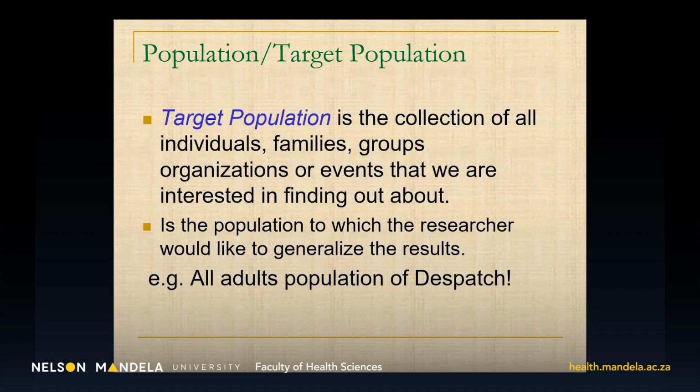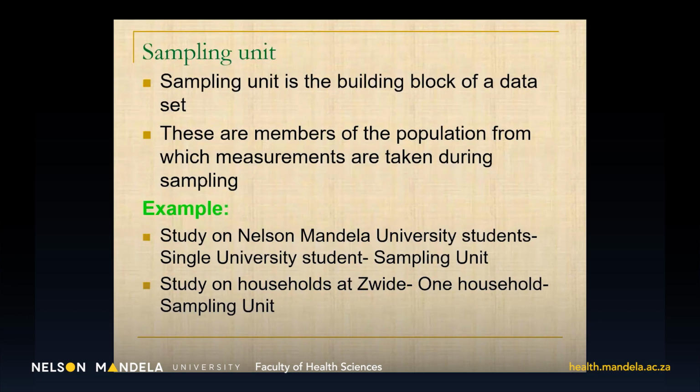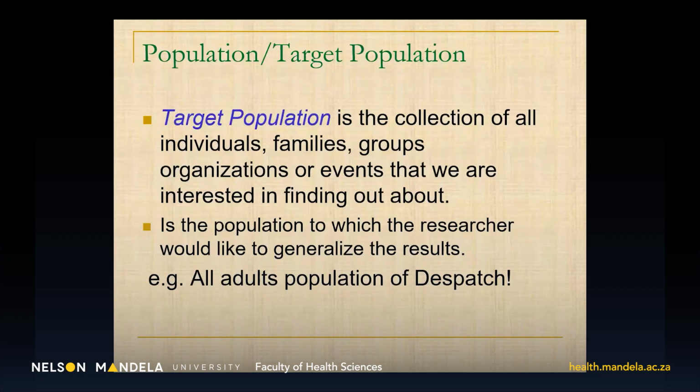But my sample, therefore, would be those that I perhaps meet in that main street, and perhaps I've got 100 of them, and hope that they will give me information because I'm interested in adults of Despatch. But I have 100 adults that I met in the street, and I've collected data on them, and therefore, hopefully, they will give me more information. So that is the target population.